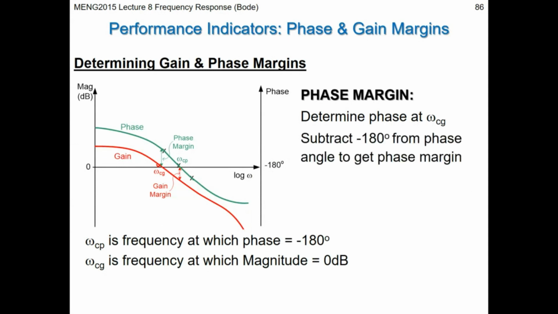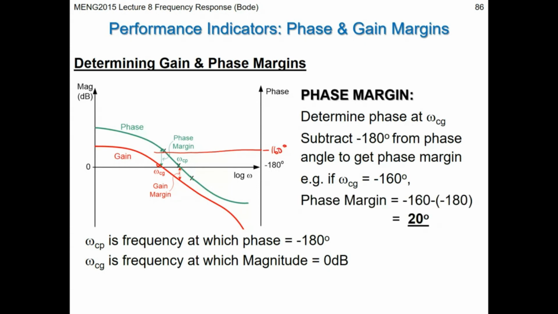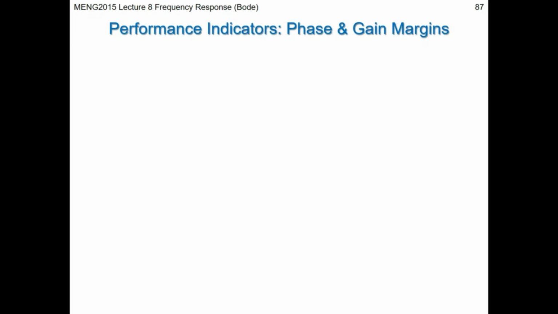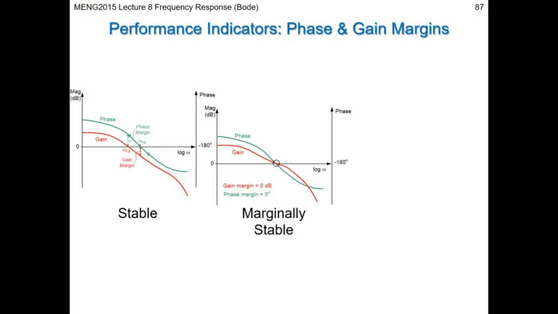So determine the phase at omega CG, and subtract minus 180 from this phase angle to get the phase margin. So if the phase at omega CG, like I said, is minus 160 degrees, then the phase margin is minus 160 minus minus 180, so you get 20 degrees positive phase margin. This means that the system could tolerate an additional 20 degrees of phase lag before becoming marginally stable.